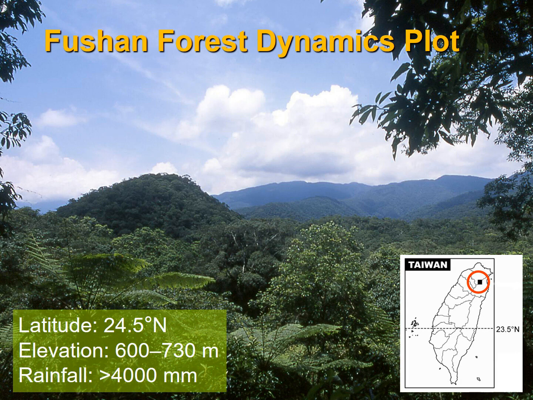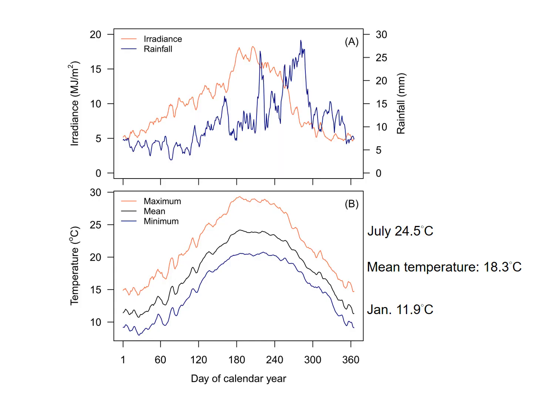Our study was carried out in the Fushan forest dynamics plot situated in the northeast of Taiwan. The latitude is 24.5 degrees north. The elevation of Fushan is about 600 meters. Annual rainfall is more than 4,000 millimeters with no dry season, supporting an evergreen broadleaf forest. Annual mean temperature in Fushan is 18 degrees C with clear seasonality.